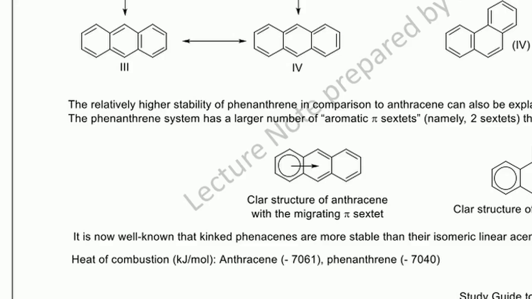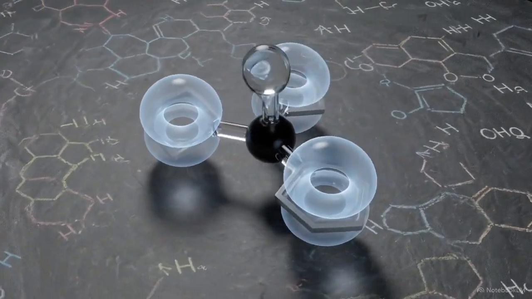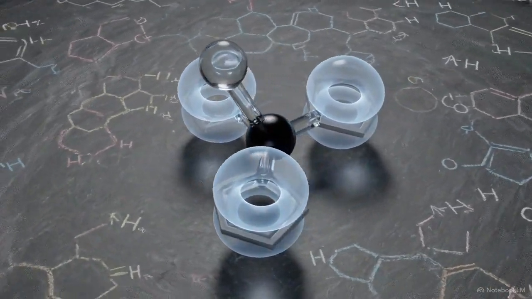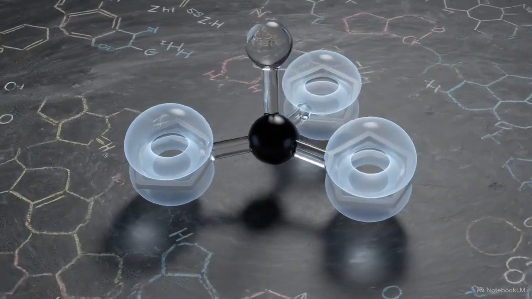Applying Clar's aromatic sextet model explains this energy gap. Anthracene's linear framework on the left supports only a single aromatic sextet migrating across its rings. Conversely, phenanthrene's angular structure on the right simultaneously supports two fully intact static aromatic sextets. Angular topologies structurally lock in more aromatic sextets. This makes kinked phenanthrenes intrinsically more thermodynamically stable than linear acenes.